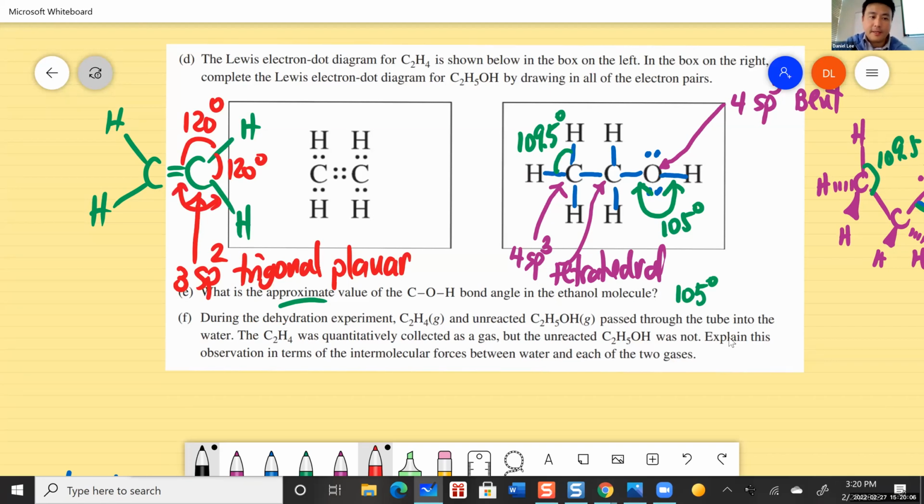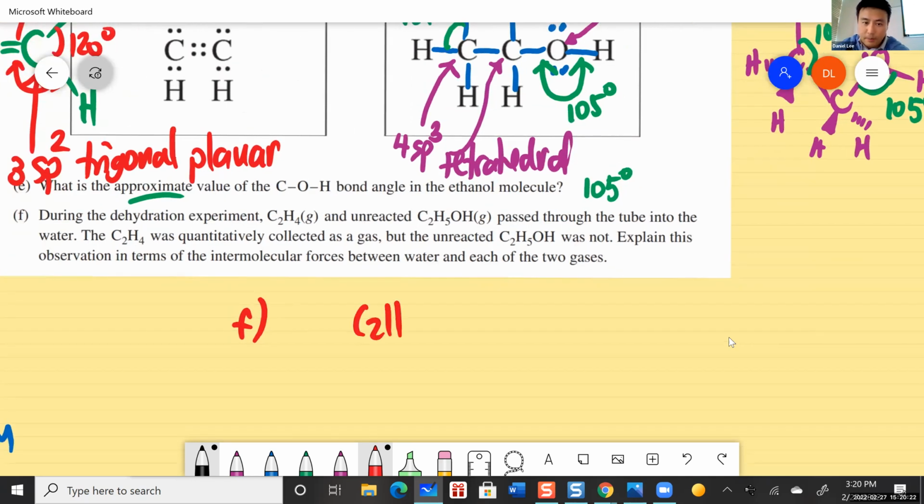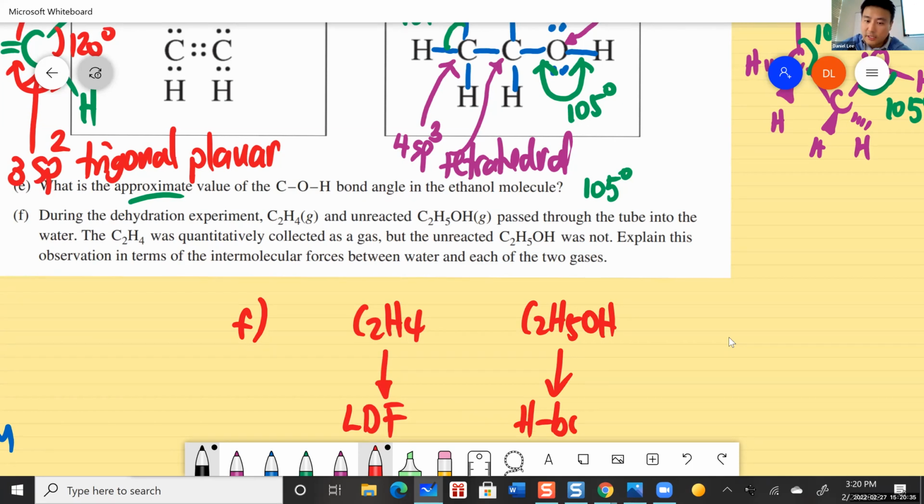All right. Part F. During the dehydration, unreacted ethanol passed through the test tube. And this was collected as a gas, but unreacted ethanol was not. Okay, so it's talking about intermolecular force. First of all, C2H4 is a nonpolar hydrocarbon, right? Hydrocarbons are always nonpolar, so the intermolecular force is London dispersion force. All right, ethanol exhibits hydrogen bonding. So the one with the stronger intermolecular force will be ethanol.